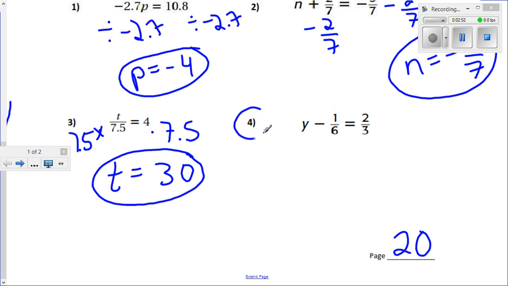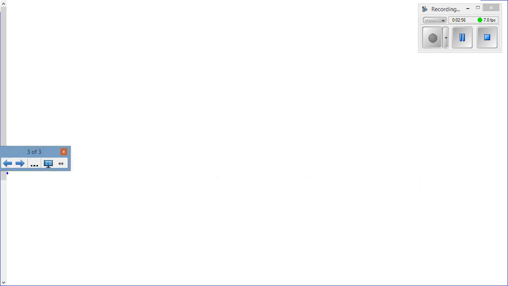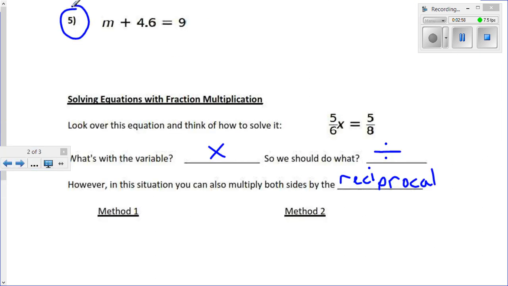Now you're going to do 4 on your own. And you're going to do 5 on your own. And we'll check those tomorrow. There's one more thing we need to talk about.